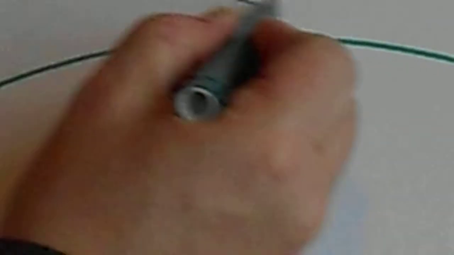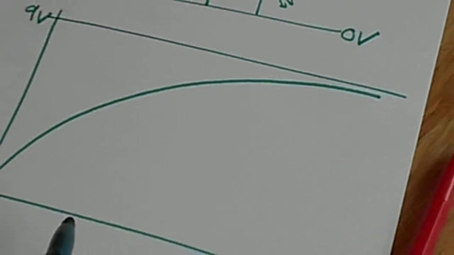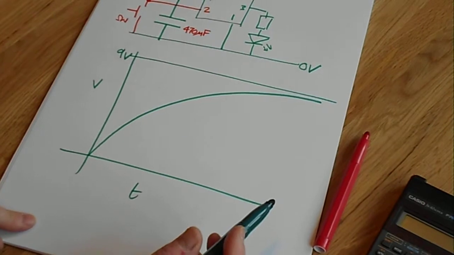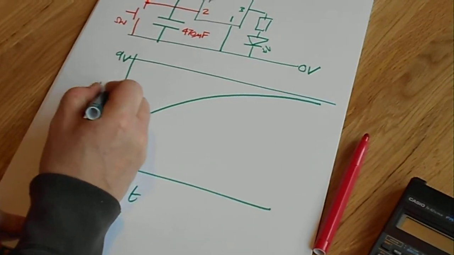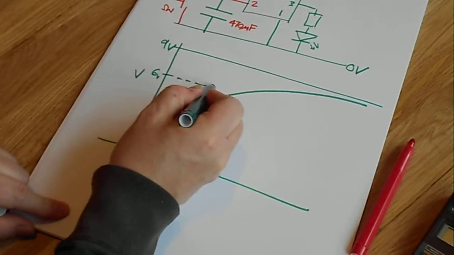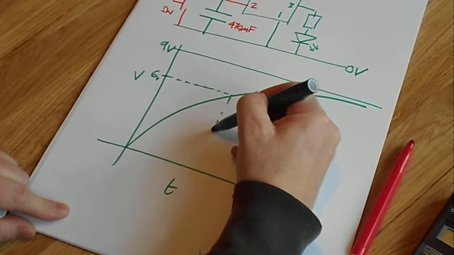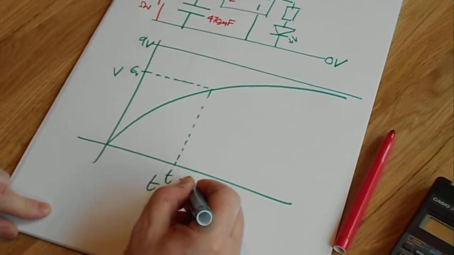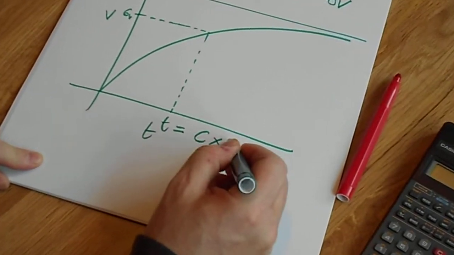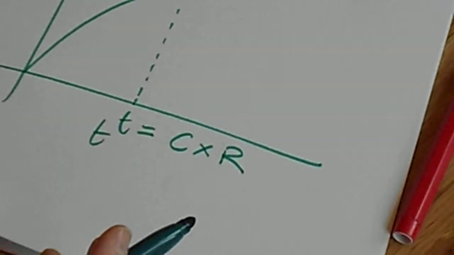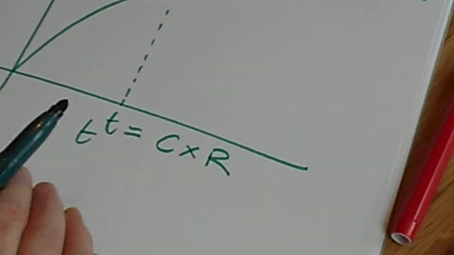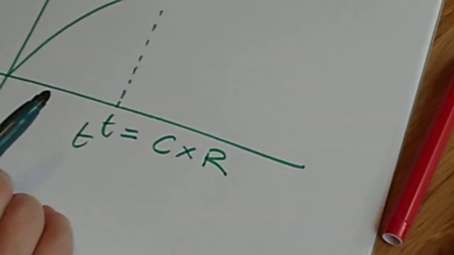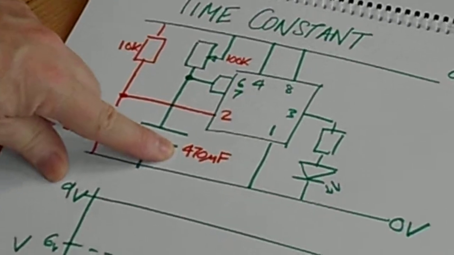The 9 volts is there, it never gets to the full 9 volts, so that's why we have to charge it to 6 volts. So 2/3 is 6 volts, that goes across there, that goes down there, and that T is the time constant, which is equal to the capacitance times the resistance. So that's what we're going to move on to next, how to do that calculation. We've got a value of 100k and we've got a value of 470.